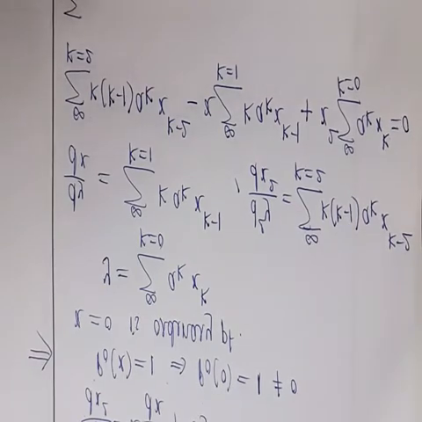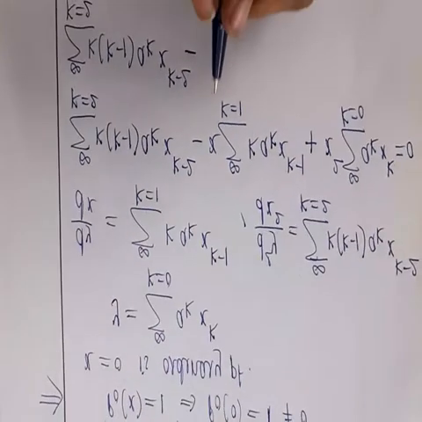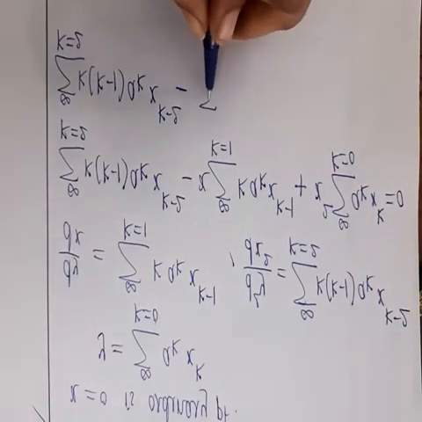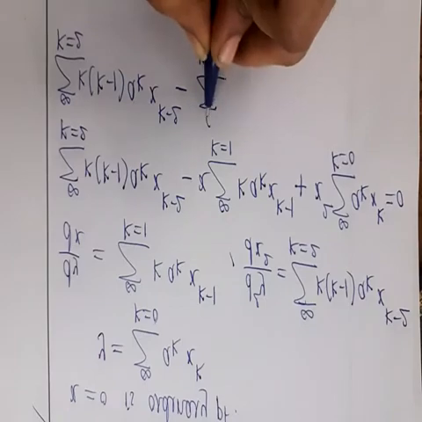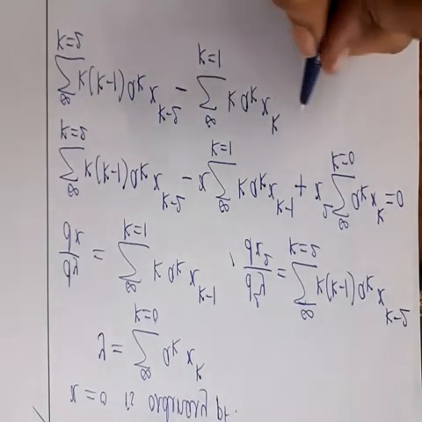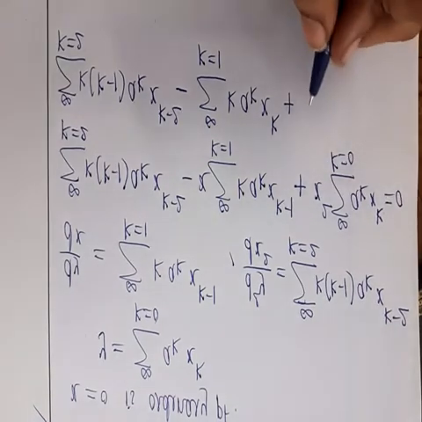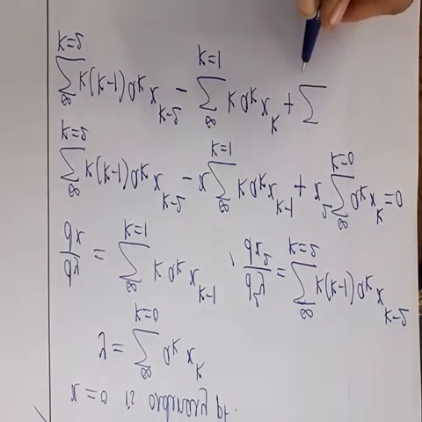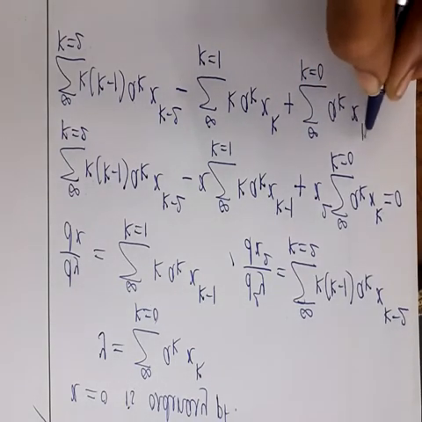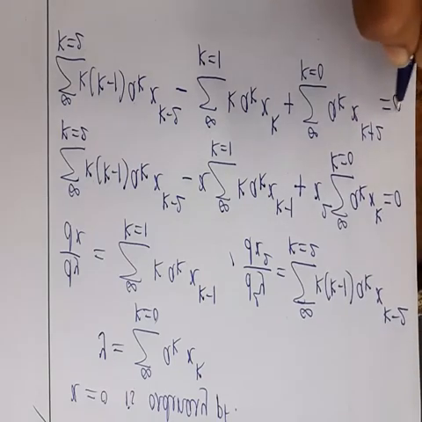Now simplify it further. Summation k is equal to 2 to infinity k multiplied by k minus 1 ak x to the power k minus 2. I am keeping this term as it is. Then multiply the second term by x. So x multiplied by x to the power k minus 1 gives summation k is equal to 1 to infinity k into ak x to the power k, plus x square into x to the power k minus 1. So summation k is equal to 0 to infinity ak x to the power k plus 2, and this is equal to 0.